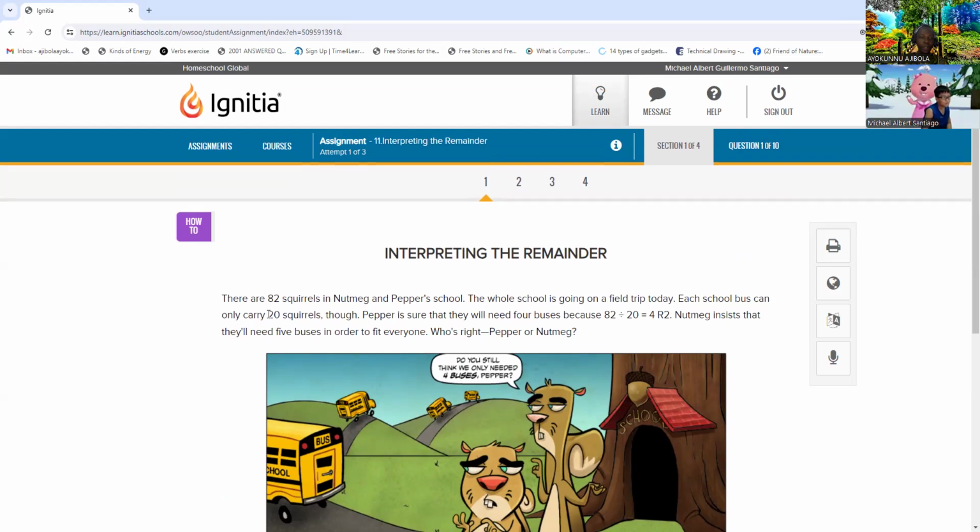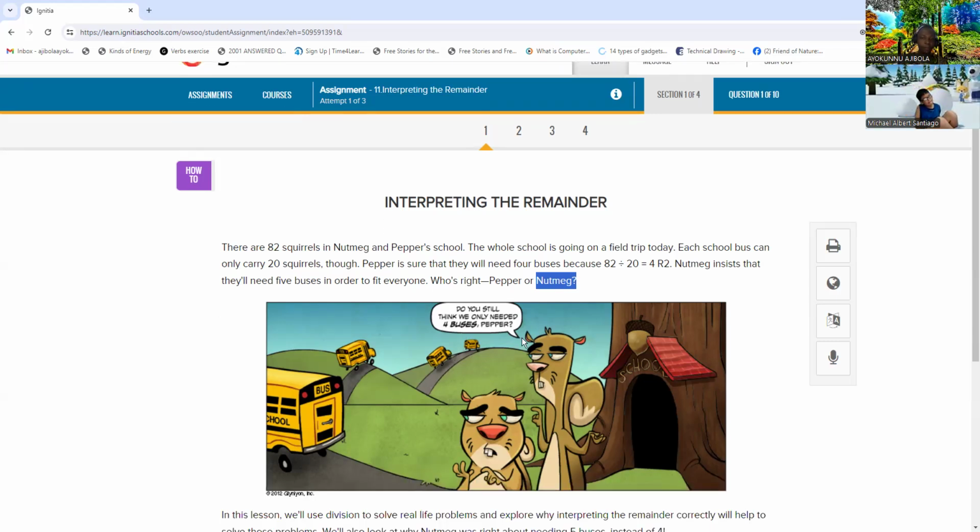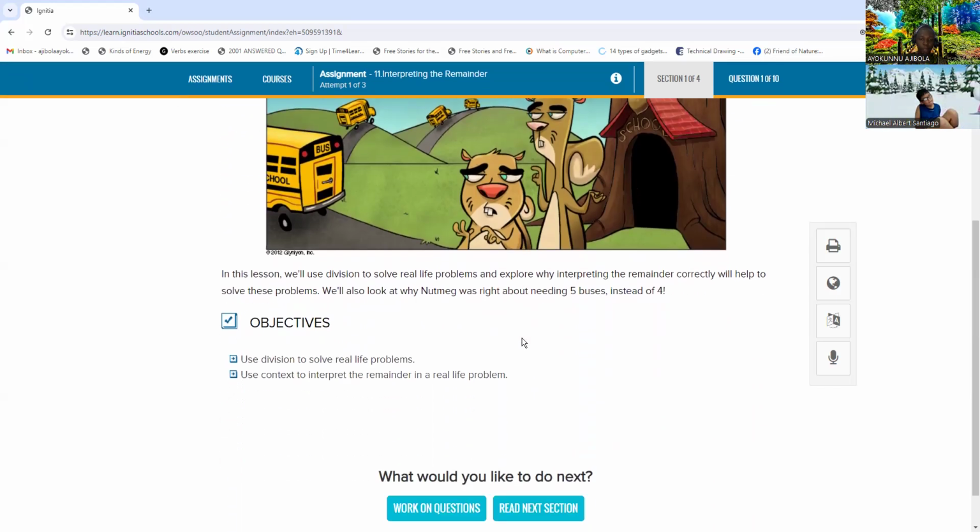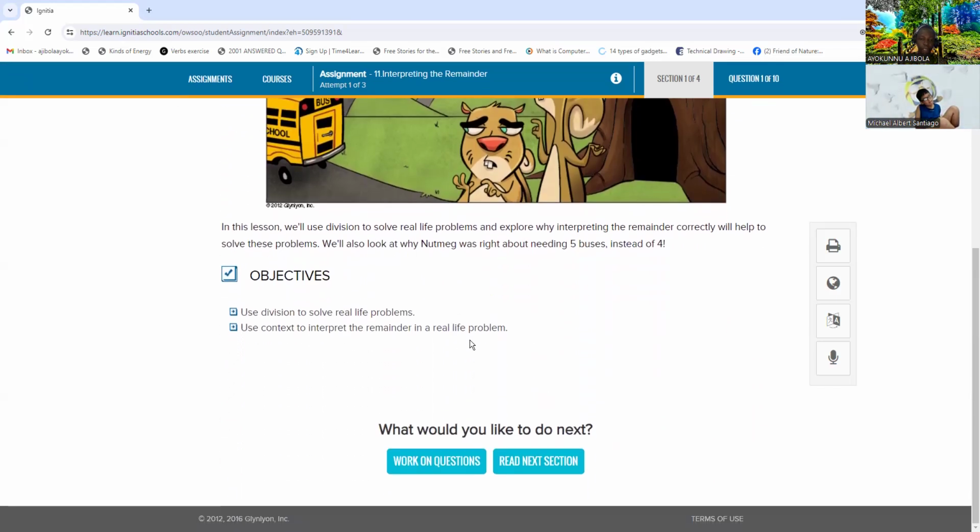You remember 20 squirrels can be in each bus, okay? So if we have 4 buses, that's 80, but we want to take 82. So we need 1 more bus, right? Yes. So who is right? That should be Nutmeg, okay? Because, so do you still think we only need 4 buses, Pepper? No, we need 5 because 4 won't contain them, okay?